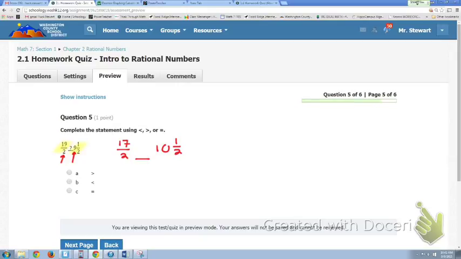So what I'm going to do is convert just one of these. If I'm working with this one, I would convert either this one to mixed or I could convert this one to improper. Either way, I'd need to make sure I compare similarly. So I'm going to convert this one to a mixed number. You've got to think, how many times does 2 go into 17? 2 goes into 17 evenly 8 times with 1 part left over.